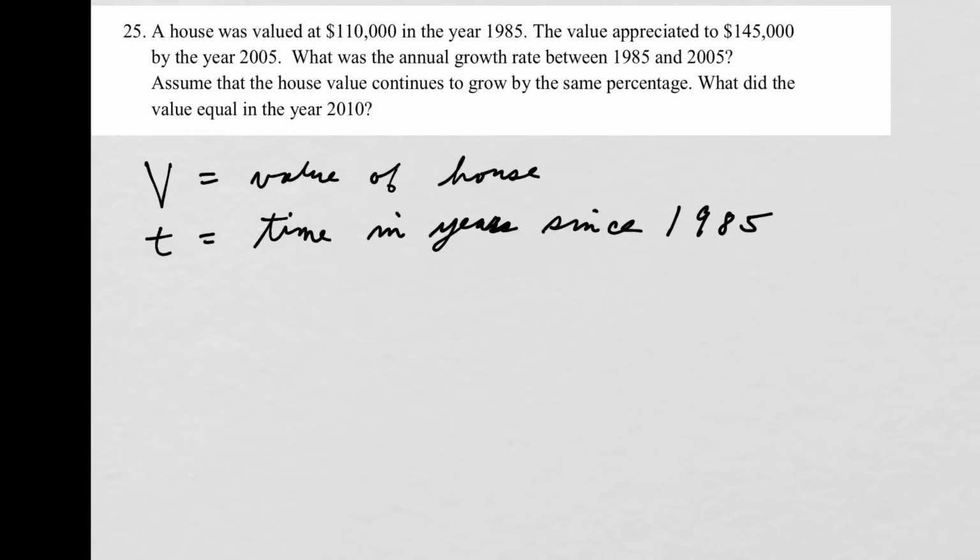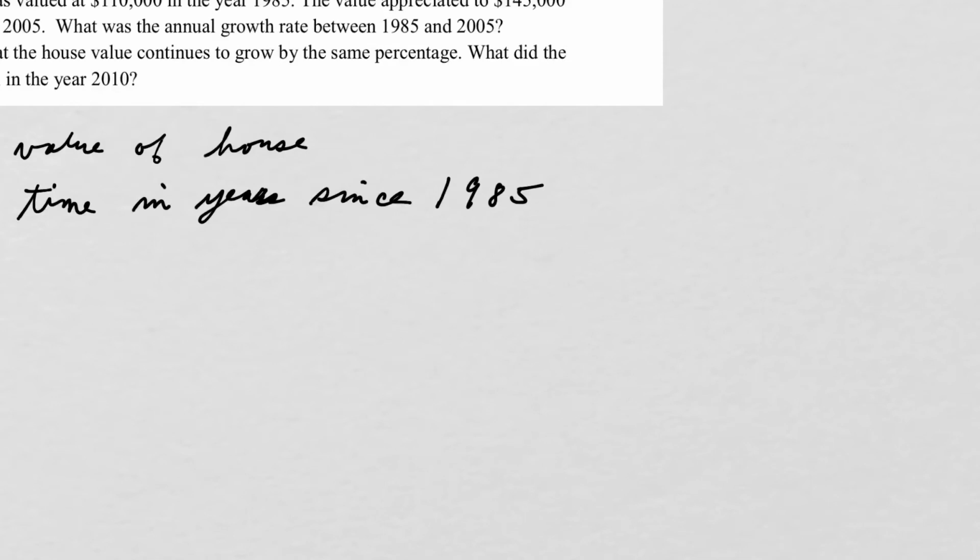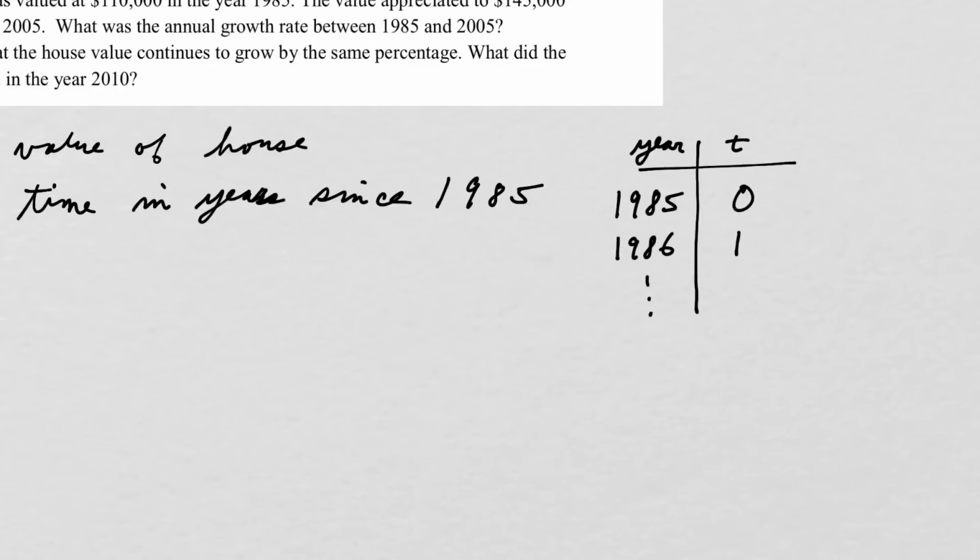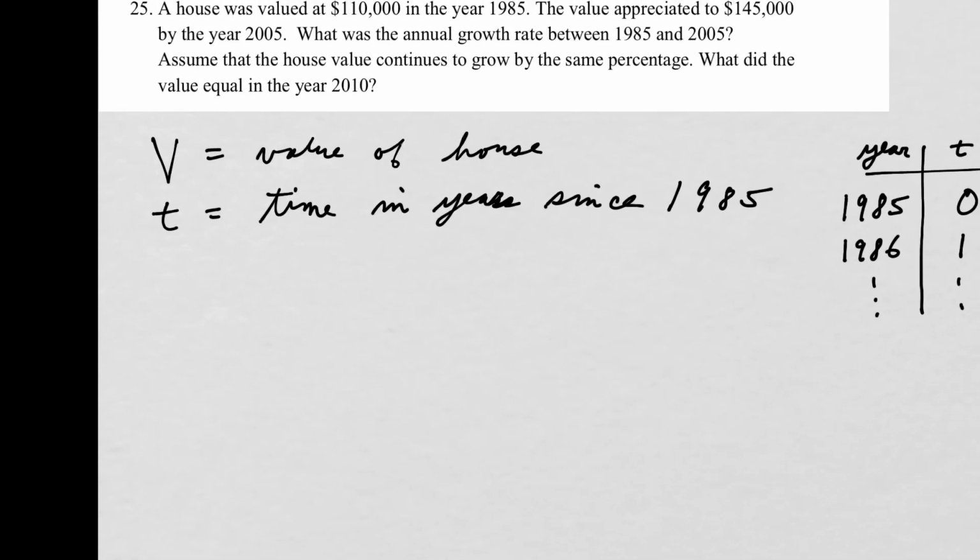Well, let's think about that for a second. If the year is 1985, that means the time, T, if T is the years since 1985, is going to be 0. If the year is 1986, that means T is going to be 1, and so on. So actually, if you want to know what T is for a particular year, just take the year and subtract 1985, and that'll give you T.